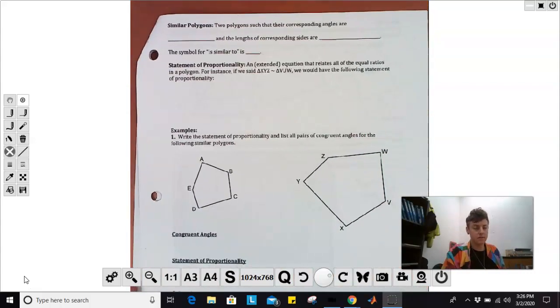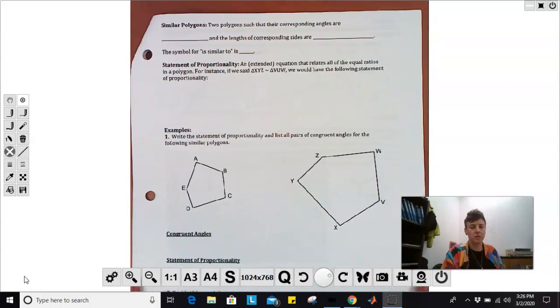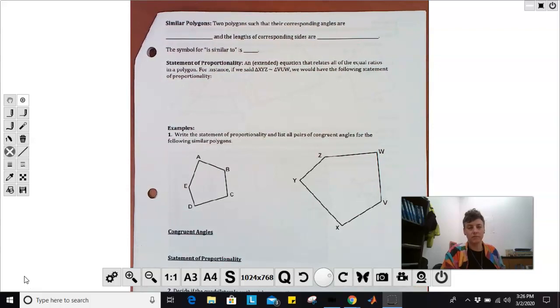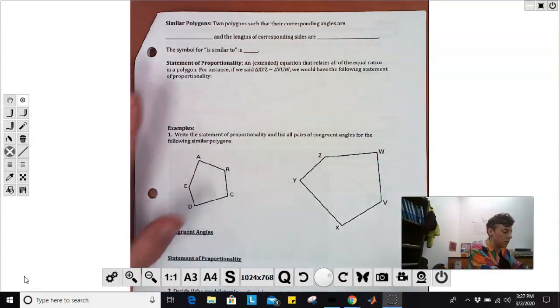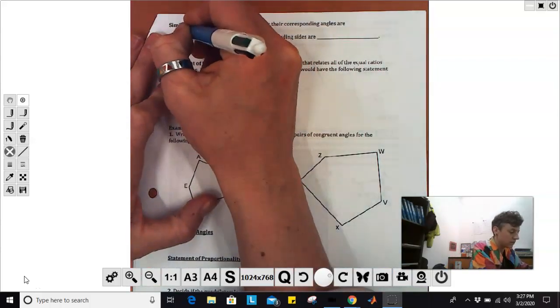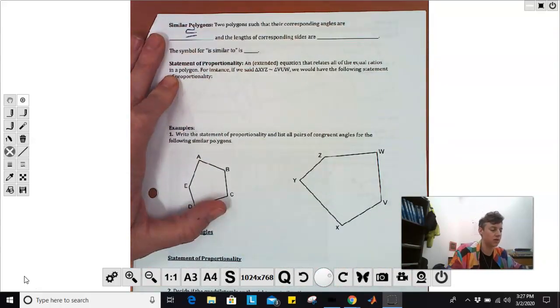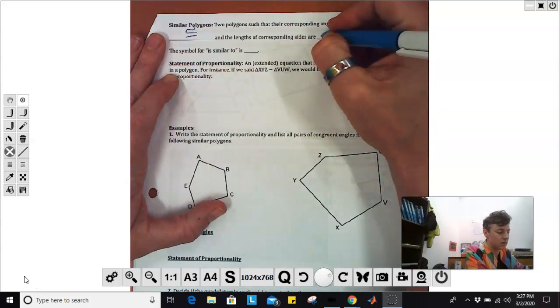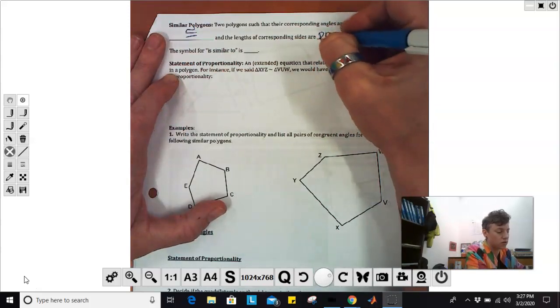Similar polygons. You guys know what the word similar means? It means kind of like something. It's not exactly the same, it's similar, it's related. And polygon, we've been talking about that for a little bit, a many-sided figure. So similar polygons are two polygons such that their corresponding angles are congruent and the lengths of the corresponding sides are proportional.